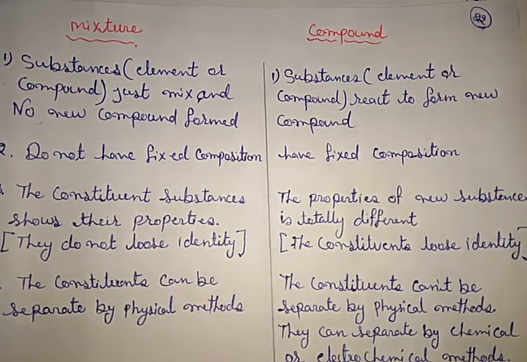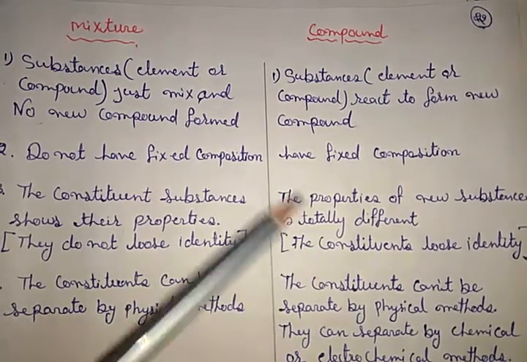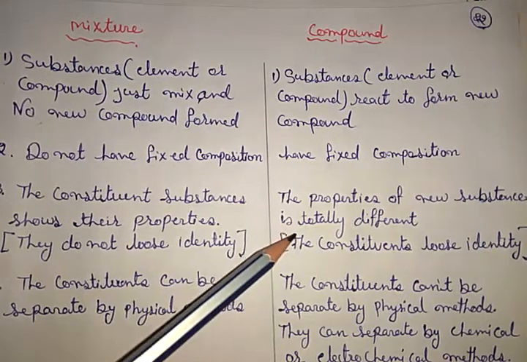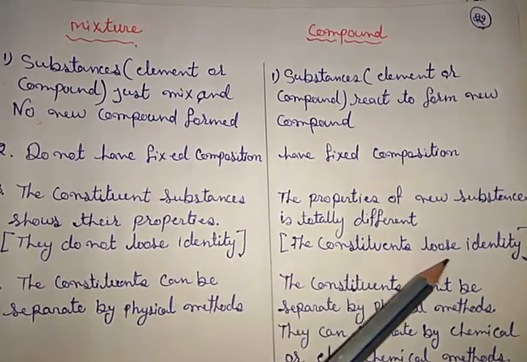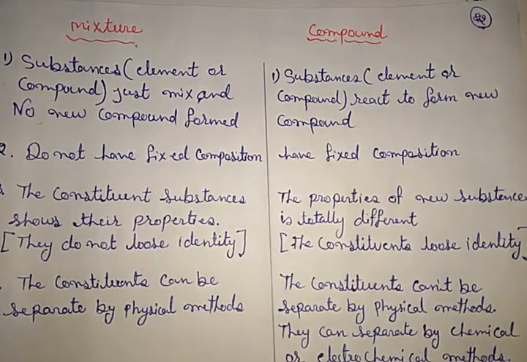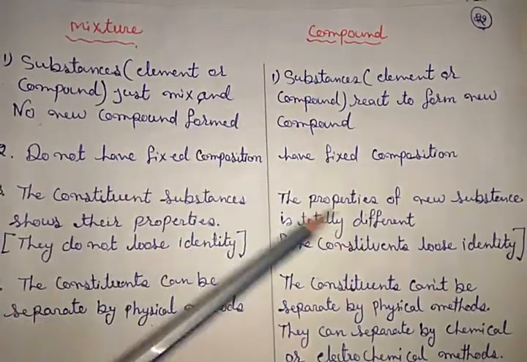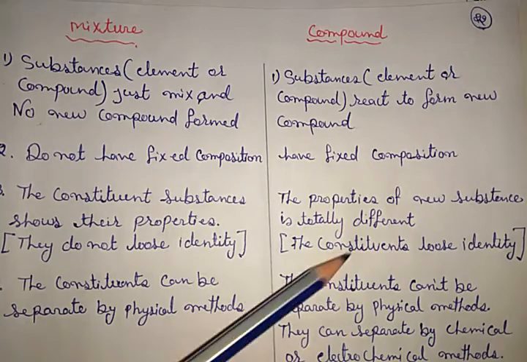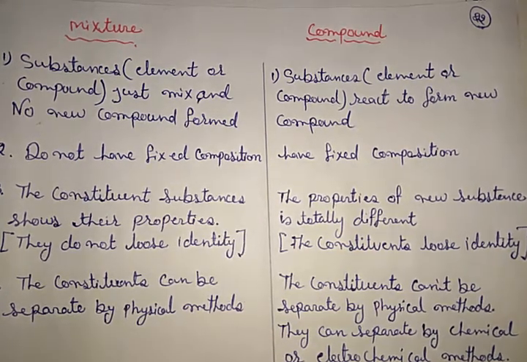In the test we considered, iron and sulfur do not lose their identities; they show that with separate reactions. But in a compound, the properties of the new substance are totally different. That means the constituents lose their identity. The property of the new compound is totally different from the constituting substances. Okay.